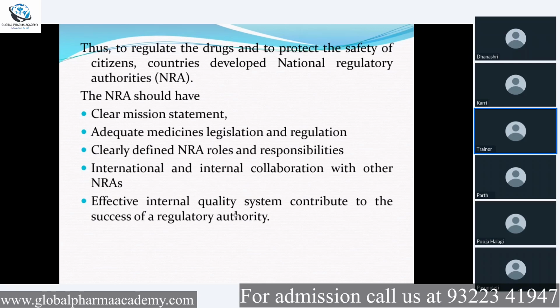The next is that an effective internal quality system contributes to the success of a regulatory authority. Every NRA should have their internal quality system, so that the quality of the medicines is checked at a very proper level. There should be no compromise with the quality of the product before approving it. So these should be the criteria which each NRA should meet. Each NRA should have these criteria to get good quality products approved by them and made available to their citizens.